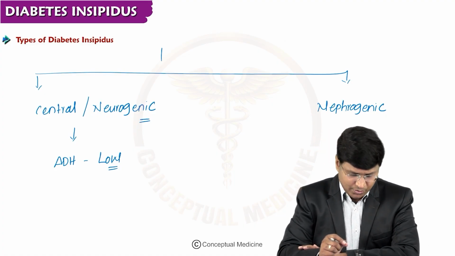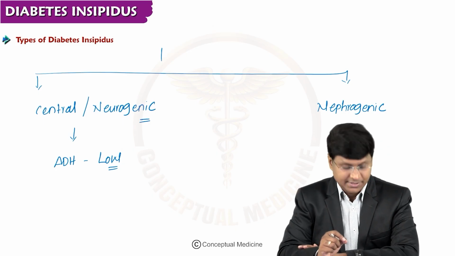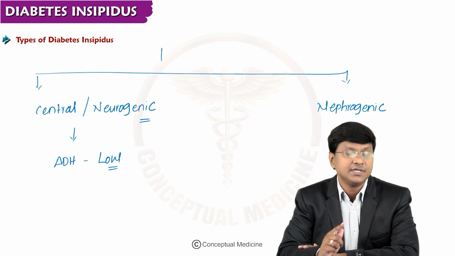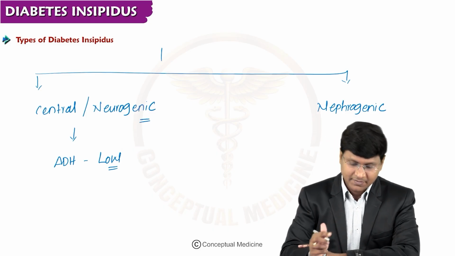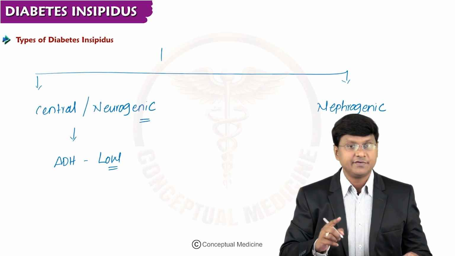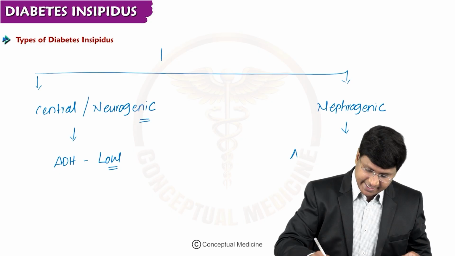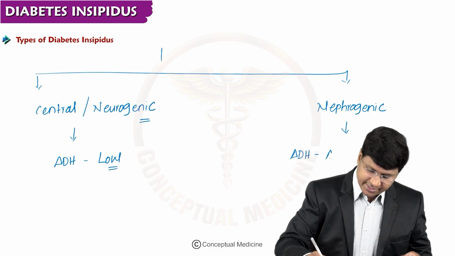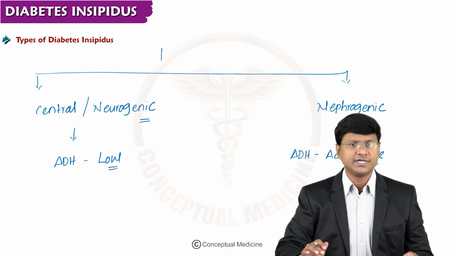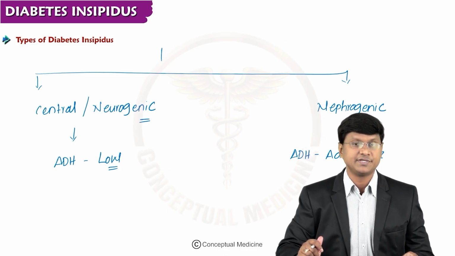In case of the central or neurogenic type, the pathology is in the center, that is either in the hypothalamus or in the pituitary gland or within the hypothalamo-hypophyseal tract. In contrast, you take your nephrogenic diabetes insipidus. In nephrogenic diabetes insipidus, the antidiuretic hormone is present in adequate quantities. There is no decrease in your antidiuretic hormone in nephrogenic diabetes insipidus.